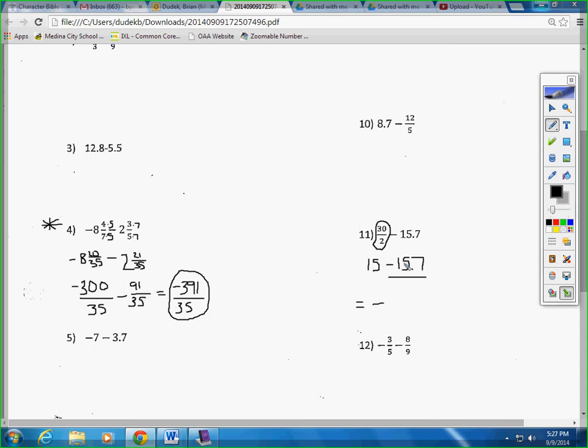So 15 minus 15 is 0. And then you still have to take away the remaining 0.7. So it's negative 0.7. Which, guess what, folks? If you turn that into a fraction, is negative 7/10, which is the same answer we got when we converted this guy into a fraction. So it works both ways. Your preference doesn't matter which way you do it.